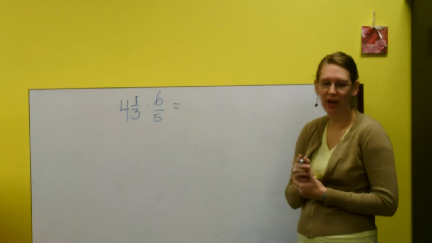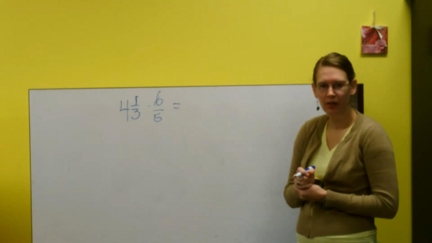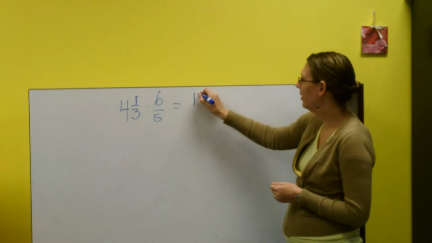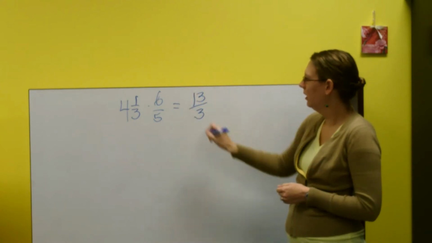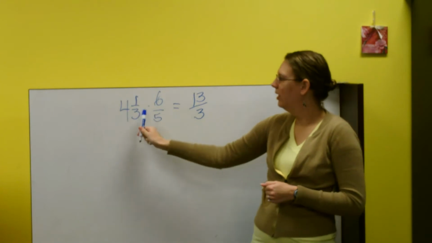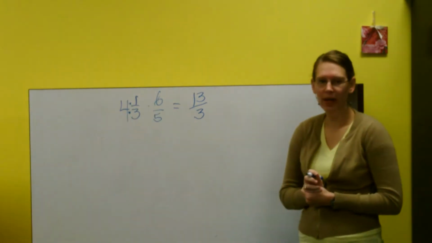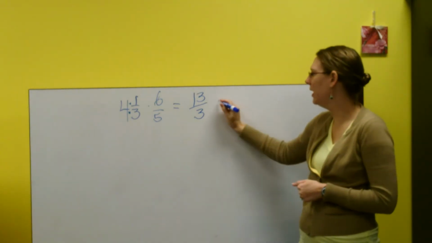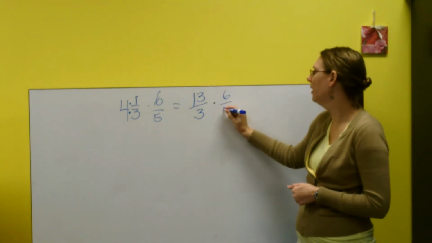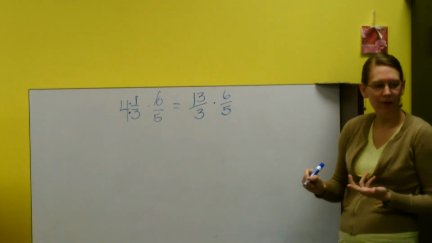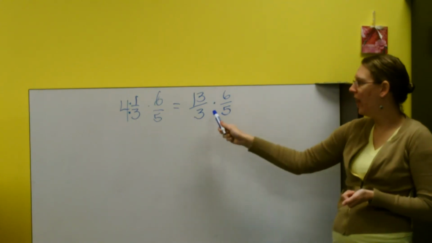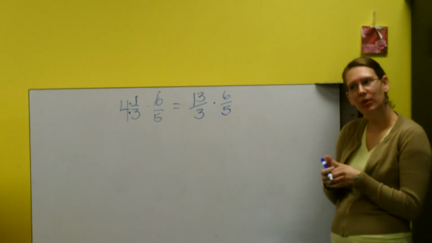Mixed number to improper fraction. 13/3. So how did you get that? Just quick review. What do you do? 3 times 4 plus 1. Good. So we multiply here, and then we add. Right. Good. So 13/3 times 6/5. And now we have two fractions multiplied.